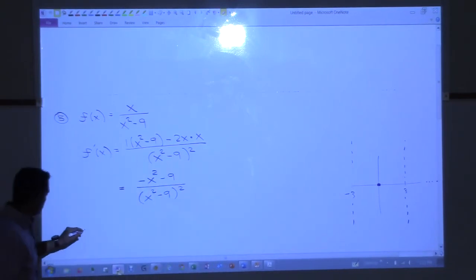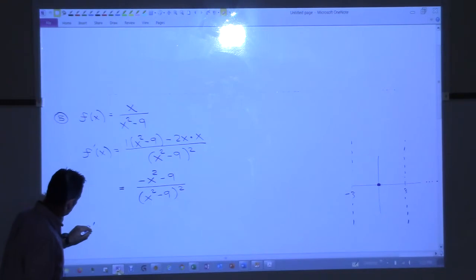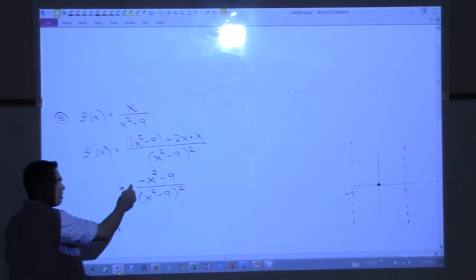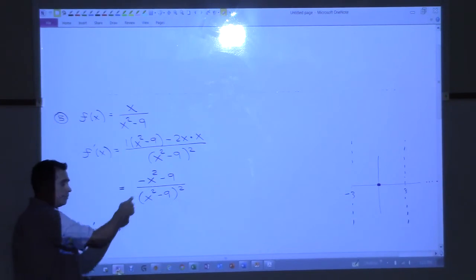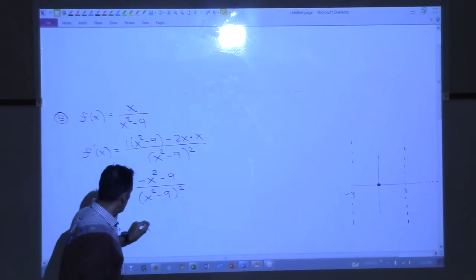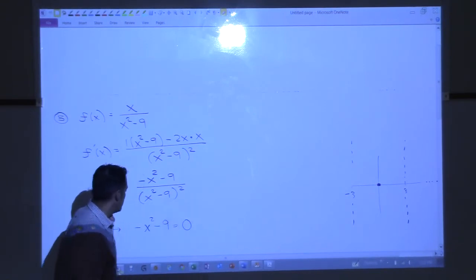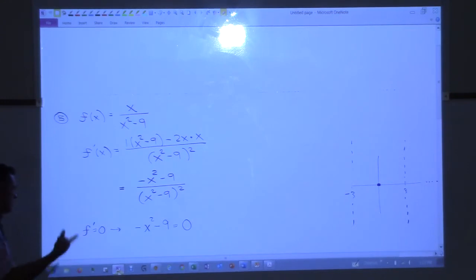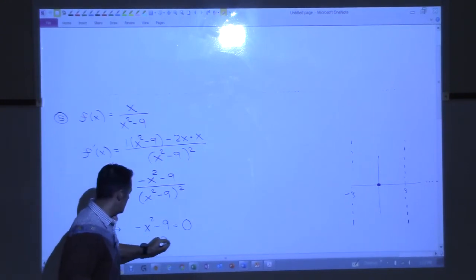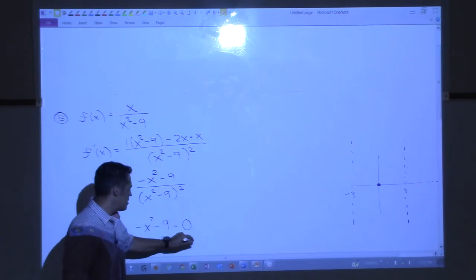So let's figure out where this thing is 0. Where's the derivative 0? Okay, so if I set this to 0, I only have to set the top to 0. Am I moving too fast, or is this a good speed? We okay? All right. So we got that. I'm going to move the x squared to the other side. So it becomes this.